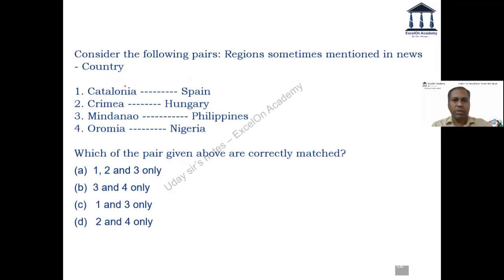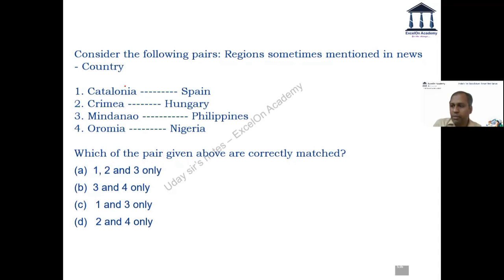Consider the following facts. This is an IR question. Regions sometimes mentioned in news and the country: Catalonia, Crimea, Mindanao, Romania. Let's start. Any pair that you feel is for sure correct or for sure wrong? Kalyan says Catalonia, referendum, Barcelona. Yeah, which country are you saying? Crimea, Ukraine. Excellent. One is correct and two is incorrect.